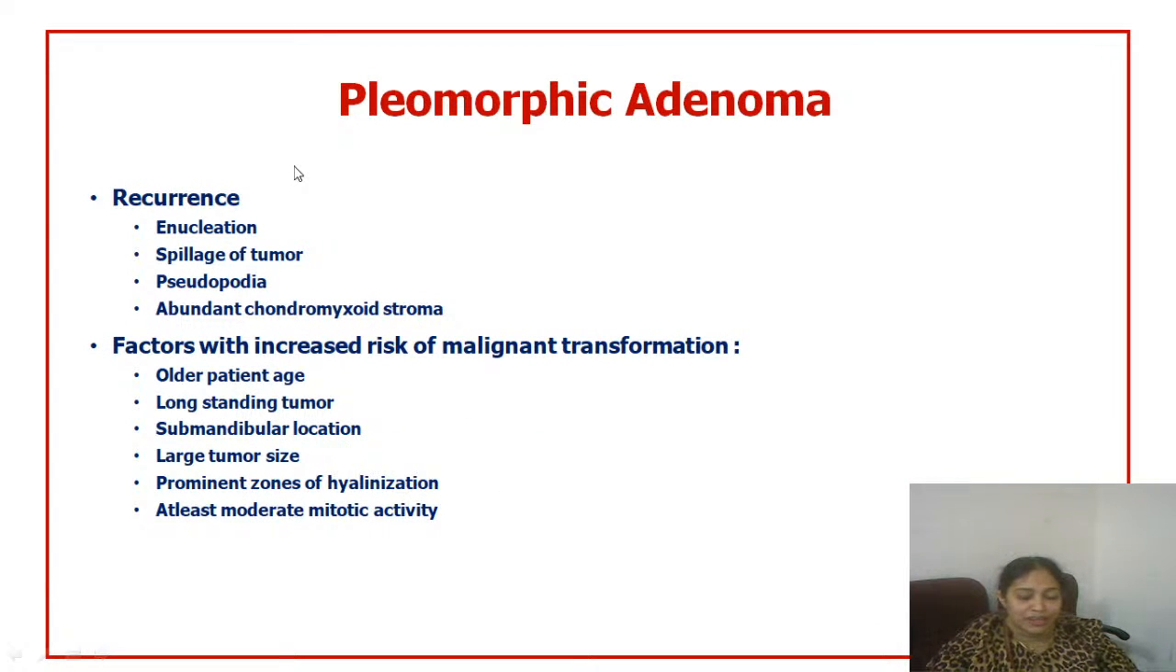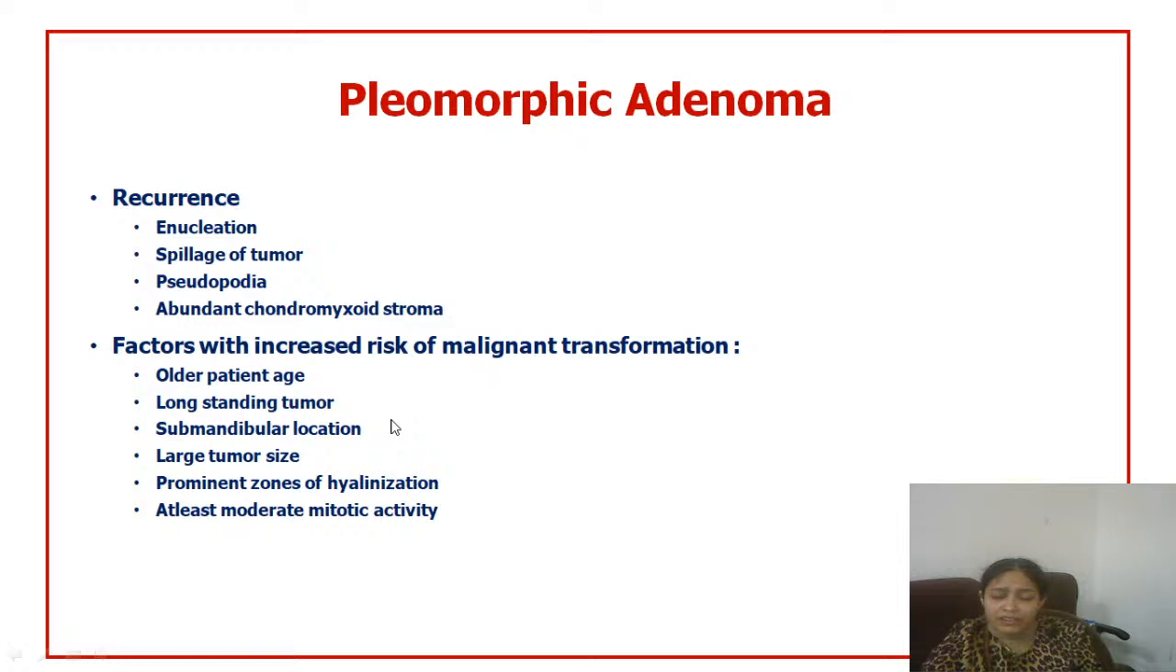Pleomorphic adenomas are benign, but they still do recur in a significant proportion of cases. That is because these tumors are usually enucleated, and when enucleation occurs, there can be spillage of tumor which stays in the tumor bed and then grows, or you can have pseudopodia which are left behind because they are extending outside the capsule. And sometimes you just have abundant chondromyxoid stroma. It has a consistency like mucus, which is why it just spills over and stays behind and is difficult to remove.